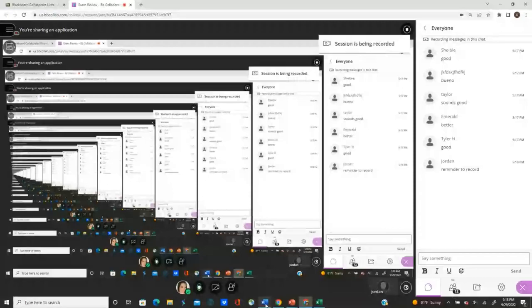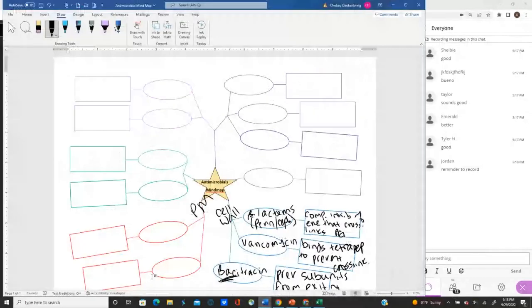Okay, so again, we're on the red, targeting the plasma membrane. The overall goal: poke holes in the membrane, okay? So we've got two drugs here that are targeting the plasma membrane, polymyxin and daptomycin.